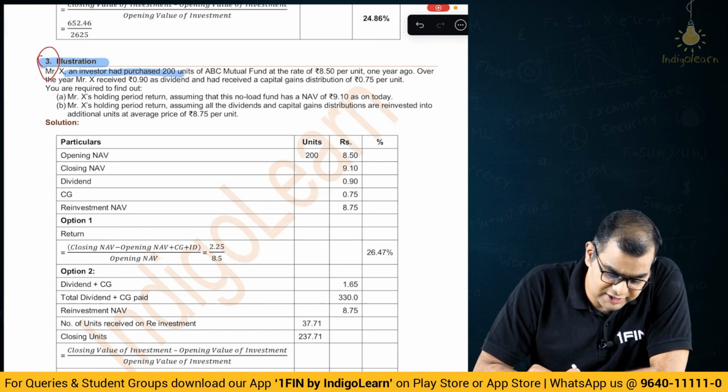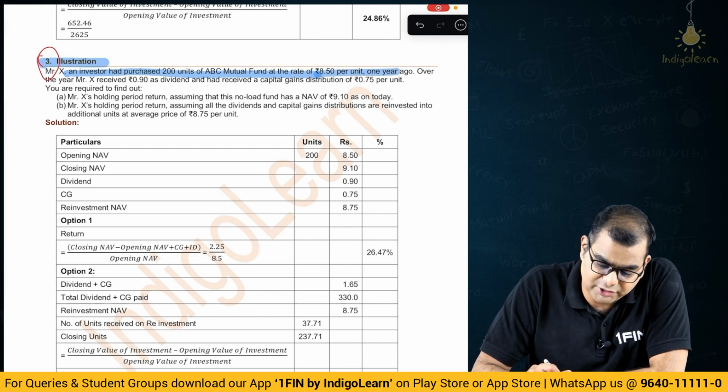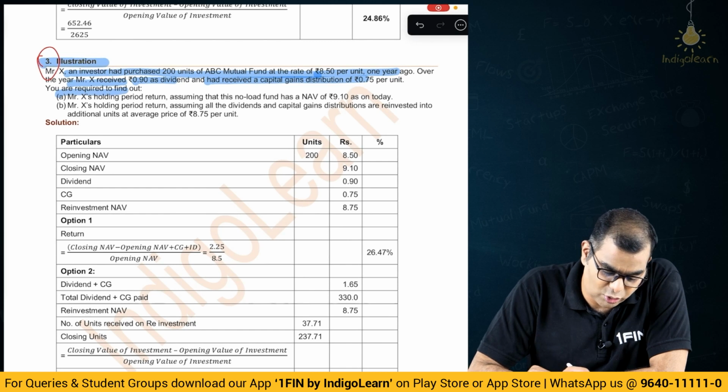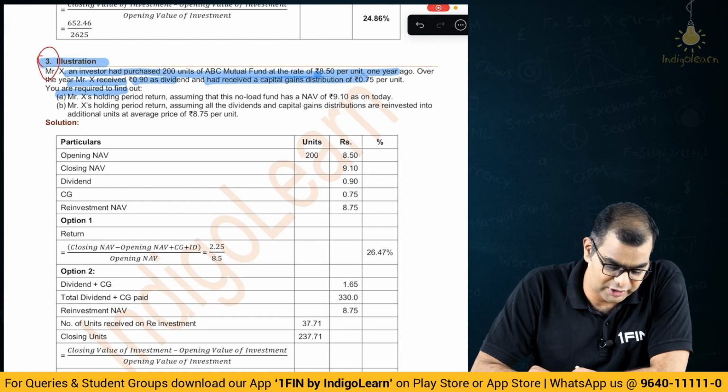Mr. X, an investor, had purchased 200 units of ABC mutual fund at a rate of 8.5 per unit 1 year ago. Over the year, Mr. X received 0.9 as dividend and has also received capital gain distribution of 0.75. We are required to find out Mr. X's holding period return assuming the no load fund has an NAV of 9.10 as on today, and Mr. X's holding period return assuming all the dividends and capital gain distributions are reinvested into additional units at an average price of 8.75. So you have two elements in this question.